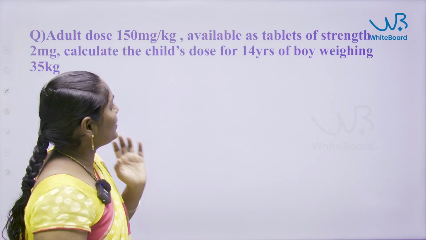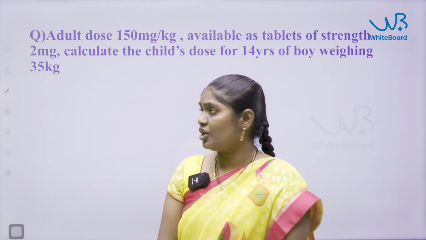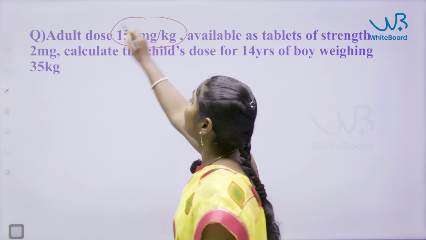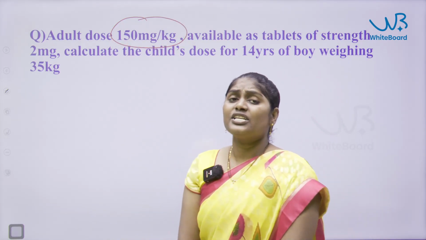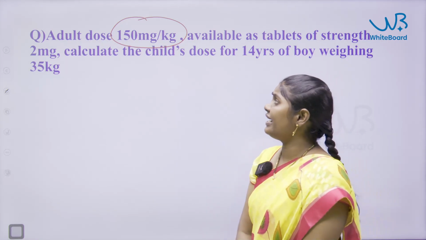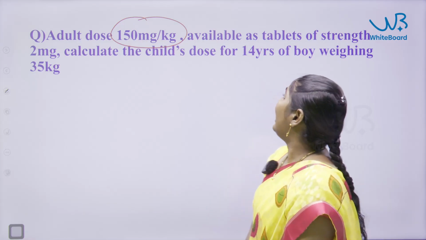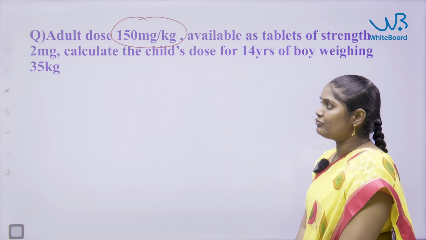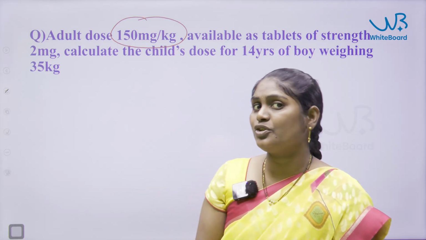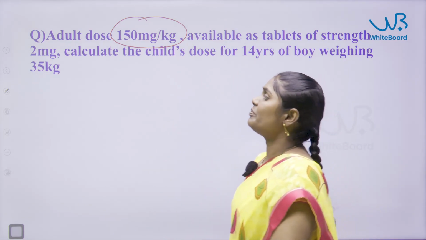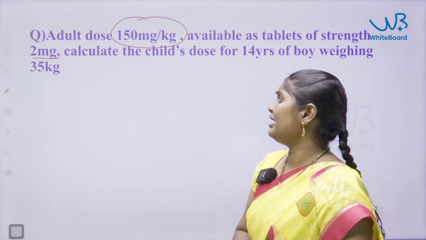So coming to the next one, they gave you an adult dose of 150 mg per kg. Mg per kg means what? They didn't directly give you the adult dose, they gave it as mg per kg, along with available tablets of strength 2 mg. They want to confuse you, so they give this type of sentences in the problem. But don't get confused, just concentrate on what is given and what is essential to calculate with the formula.